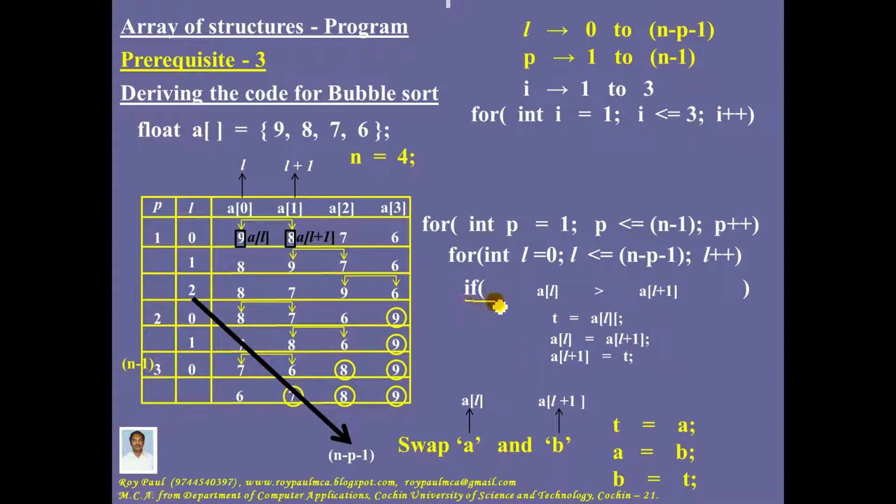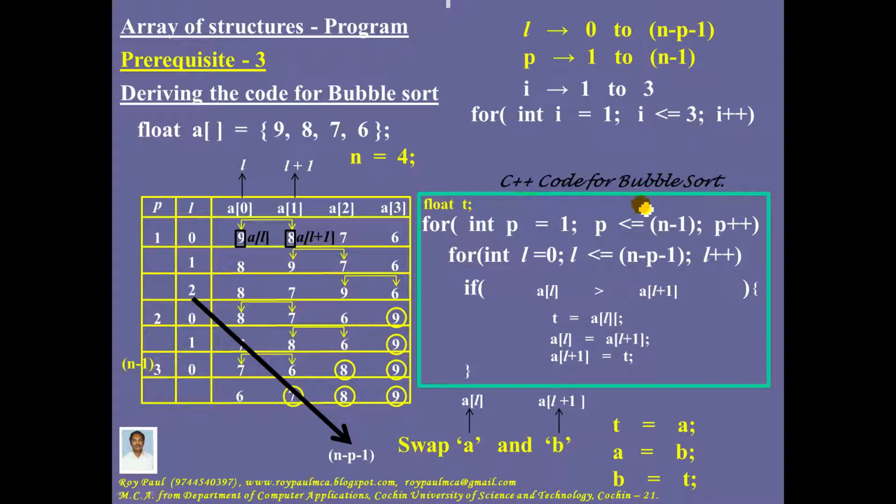Now associated with the if, multiple statements are there. So you need the bracket. You need the opening curly bracket and the closing curly bracket. Now here I made use of a temporary variable T. I should declare the variable T. Array is an array of floating point numbers. So certainly this variable T should be declared as float T. So this is the code that we make use of for bubble sort.